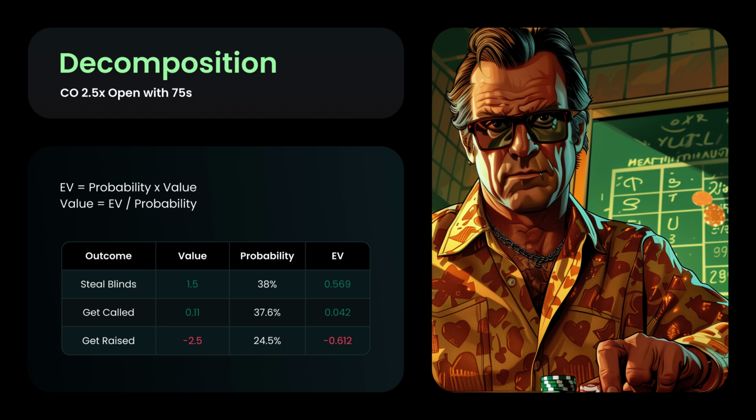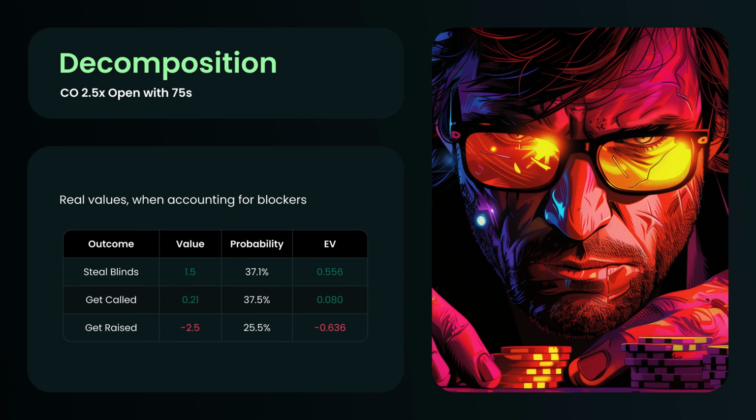All right, that wasn't too bad, but here's the thing. We haven't accounted for blockers at all. So the thing is, a hand like 7-5 doesn't actually steal the blinds as often, and you probably face a raise more often because 7-5 has garbage blockers, right? You're blocking a bunch of hands that fold.